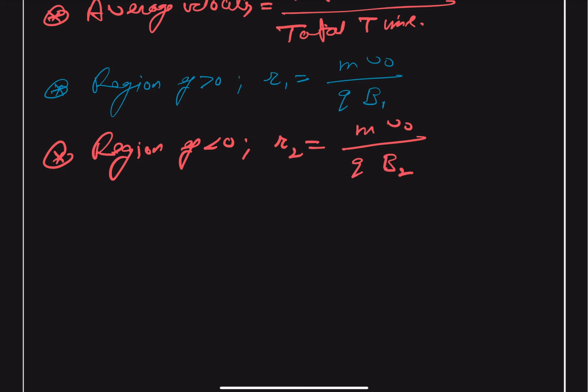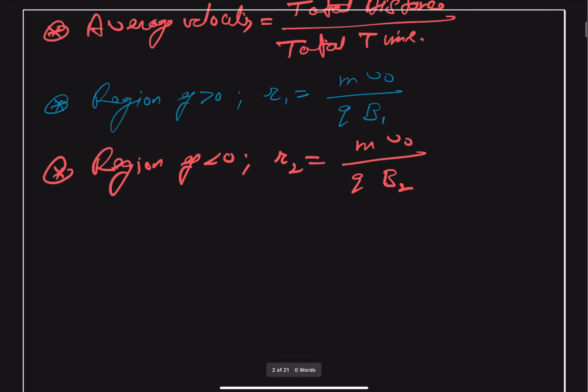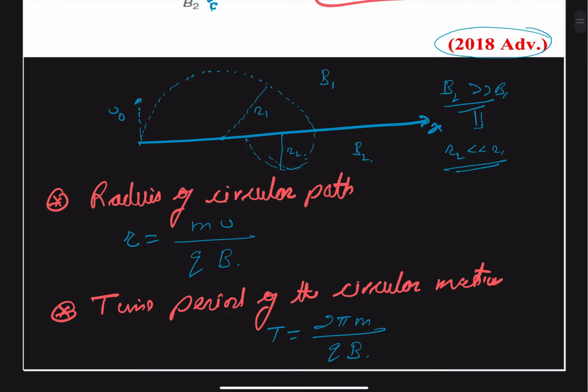The speed in both the regions will be the same, because the work done by the magnetic field on the moving charge is equal to 0. So the speed is not going to change. It means the same velocity at this point will be available at this point also. So in this direction it will go v0.